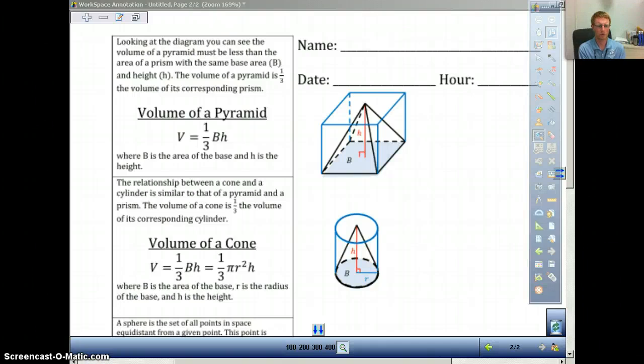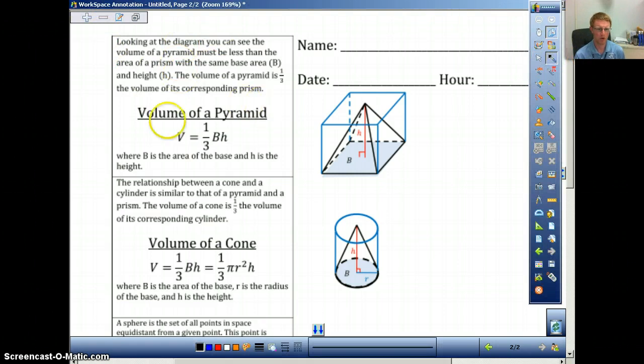Okay, so this is going to be 12.5. 12.5 is a little bit more difficult than 12.4. We are still finding volumes, but again, this is a formula that we are going to need to know. We are talking about pyramids and we're talking about cones. And the formula is the same for both, okay?